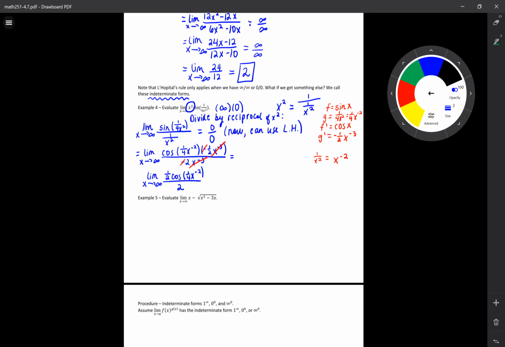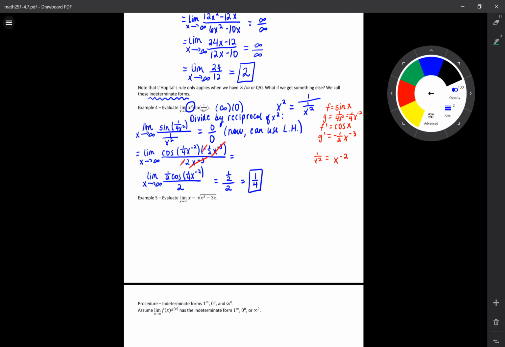And now if I plug in infinity, what do I get? Well, if I plug in infinity into 1/4 x to the negative 2, I get 0. So what is cosine of 0? It is equal to 1. So I get 1 times 1/2, which is just 1/2, divided by 2, and this is equal to 1/4.